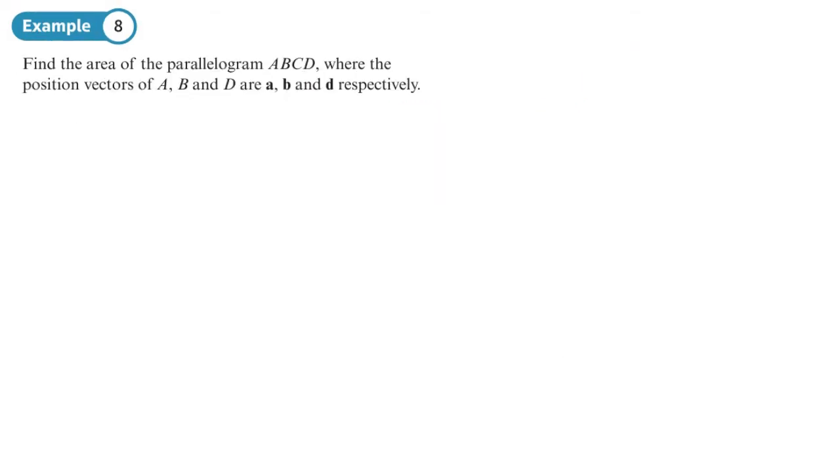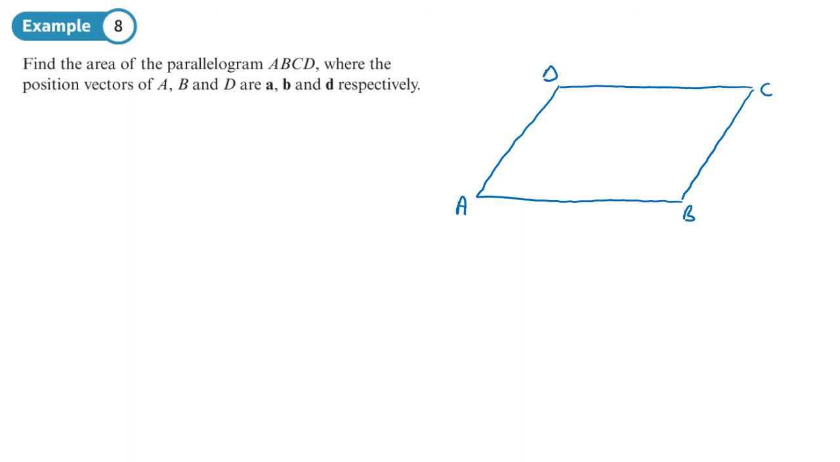Okay, find the area of a parallelogram where the position vectors of A, B and D are a, b and d respectively. Okay, so let's draw a diagram of this. So this is my parallelogram, and we'll call it ABCD, like this. And it just gives us the position vectors of A, B, and D. So let's put this here.